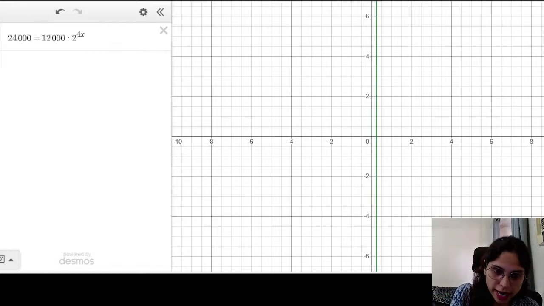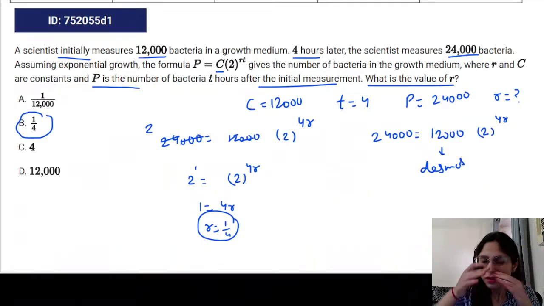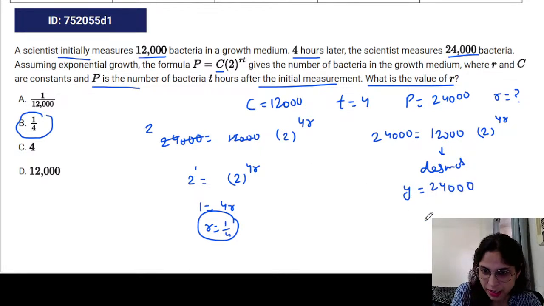So what is the hack for this? There's a very clear hack for this, that is, you write y equals 24,000, that is the left side, and you write y equals 12,000 times 2 to the power 4x.